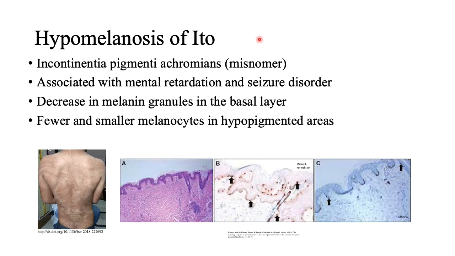Hypomelanosis of Ito. Previously it was known as incontinentia pigmenti achromians, which was a misnomer because pigment incontinence is not seen in this condition. This condition is associated with mental retardation and seizure disorder. Clinically, this presents as hypopigmented streaks. This is the clinical photo, and the hypopigmented area shows a decrease in melanin granules in the basal layer. Fewer or smaller melanocytes are present in the hypopigmented areas.